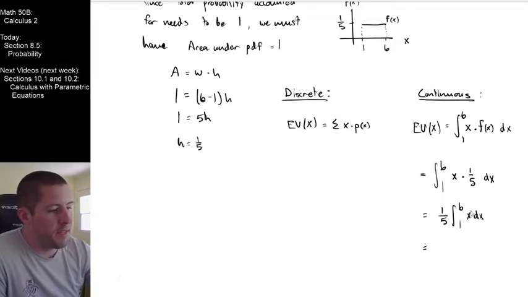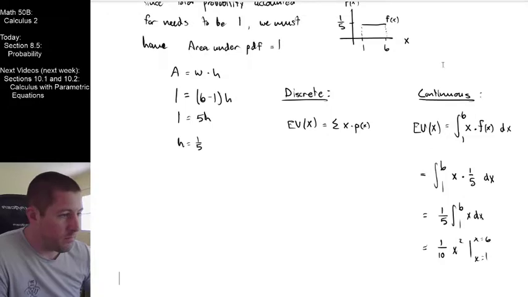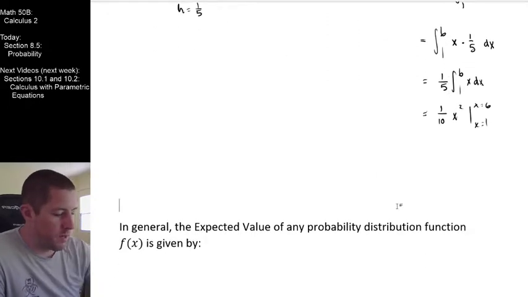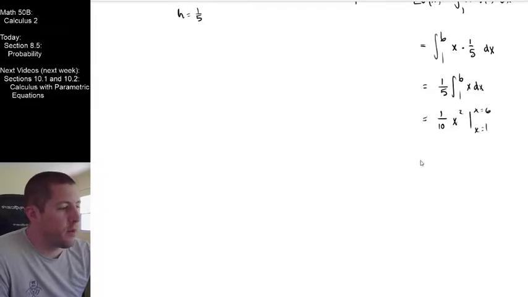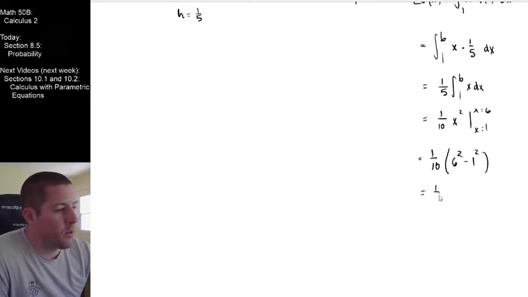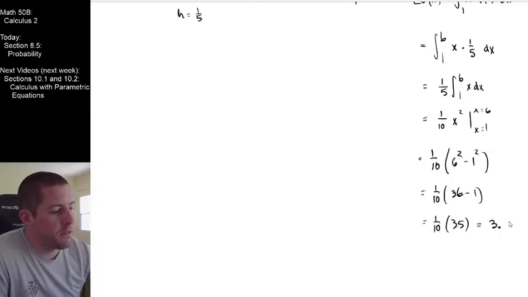That's going to give me 1/2 x squared, so I'm going to get a 1/10 x squared, evaluated from x equals 1 to x equals 6. If I go ahead and do this, we're going to get 1/10 times 6 squared minus 1 squared, which is 1/10 of 36 minus 1. Oh my gosh, that's 1/10 of 35. Oh my gosh.